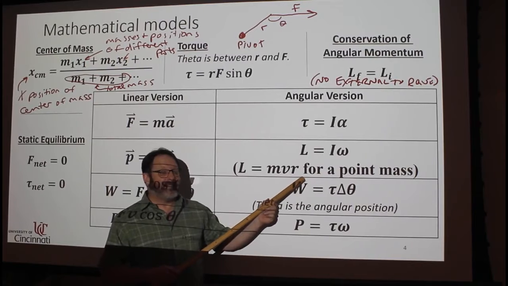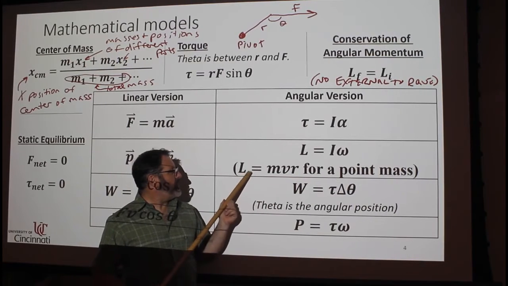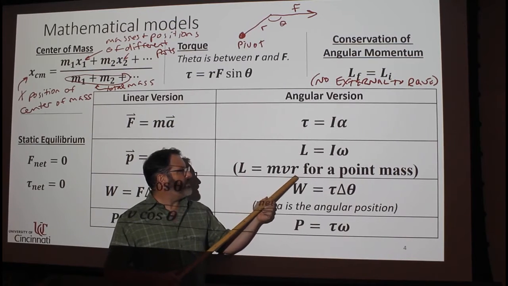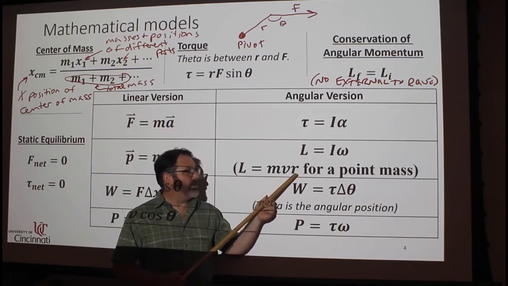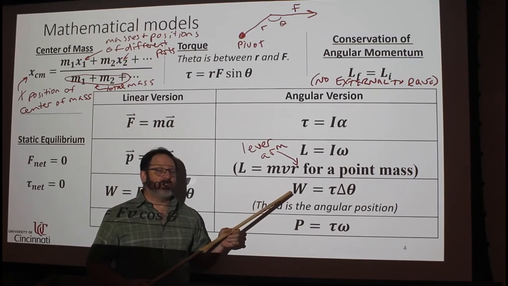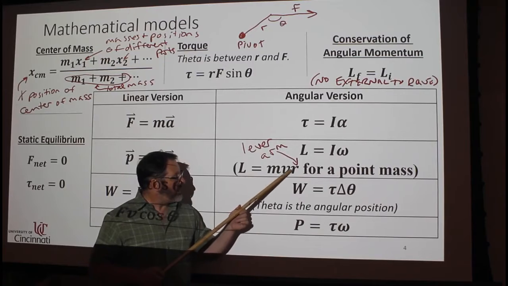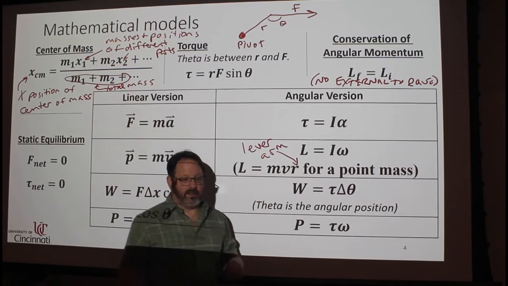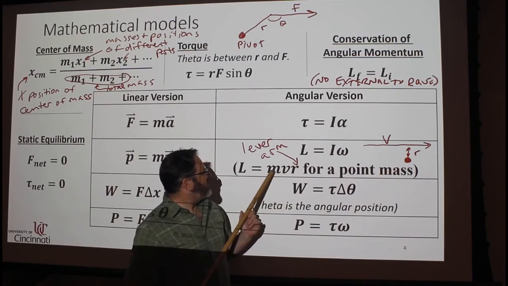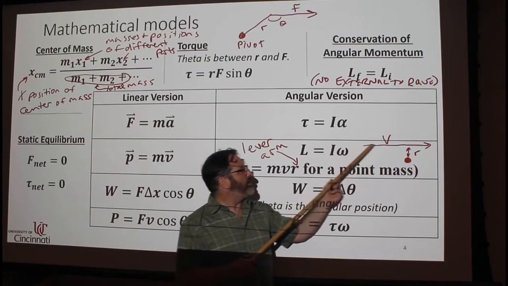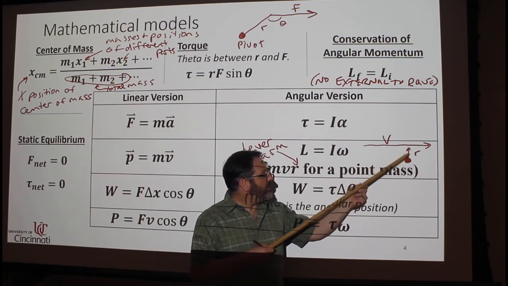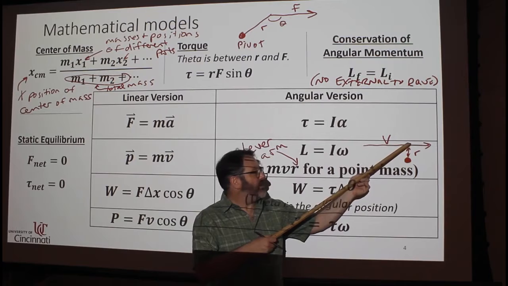For a point mass, that's a special case. The angular momentum of a point mass is m times v times r, where this r is the lever arm. The lever arm is the shortest distance between, in this case, the velocity and the pivot. So if this is the pivot point, and there is some mass m that's going along with the velocity v, r is the shortest distance between the pivot and that velocity v vector.